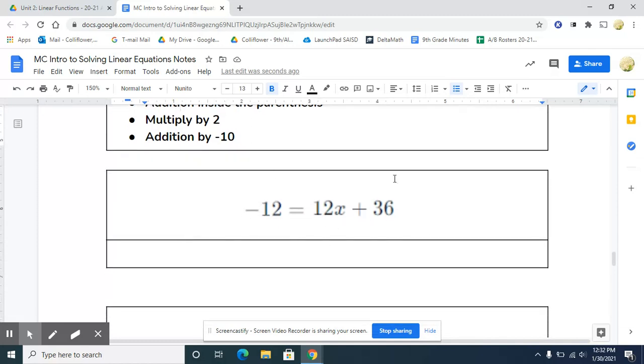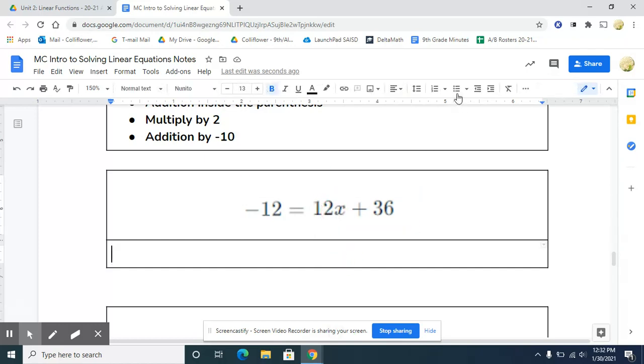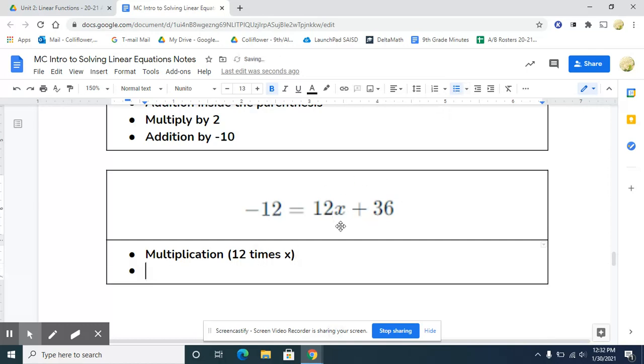Now here's an expression or an equation that has a variable in it, but we're really just looking at the right side of this equal sign, because on the left side there's no operations going on, we just have a negative 12. So we're really just looking at the right side. The first thing I see is a multiplication here, 12 times x. And so the first operation would be multiplication, and it's 12 times x. And then after we did that multiplication, we would be able to do the addition of 36.